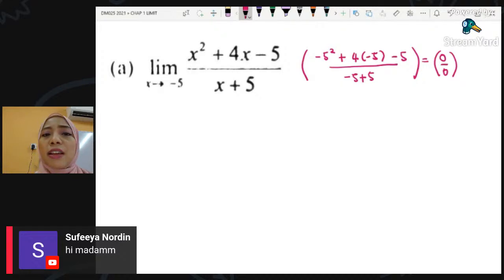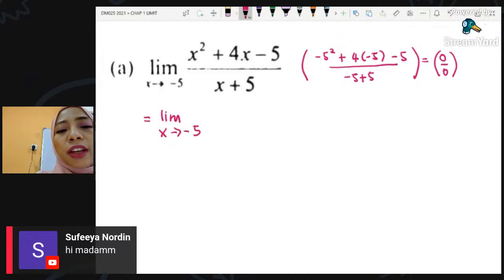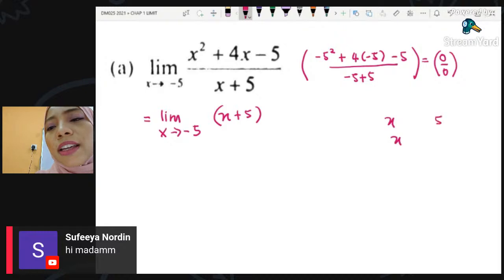If yes, then you look back at the function to see whether it is quadratic or a set function. Okay. So now, limit as x approaches negative 5. Once you factor x plus 5. What makes x squared? Yes, 5 and negative 1.